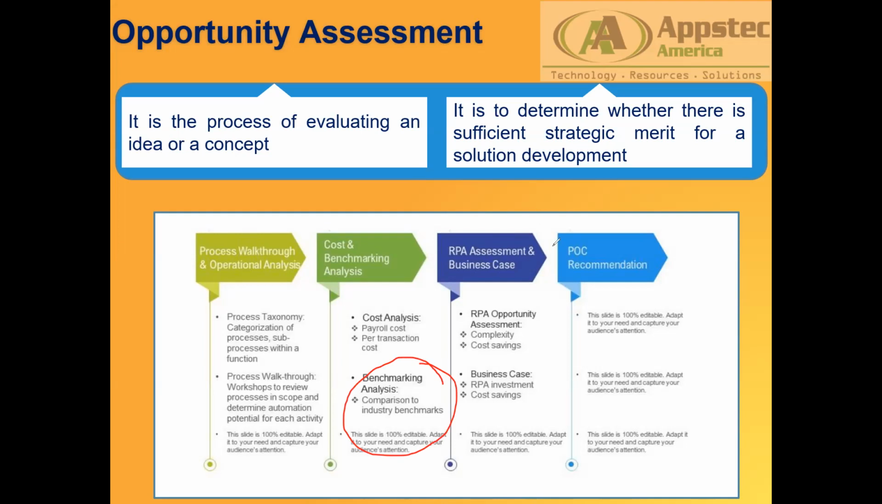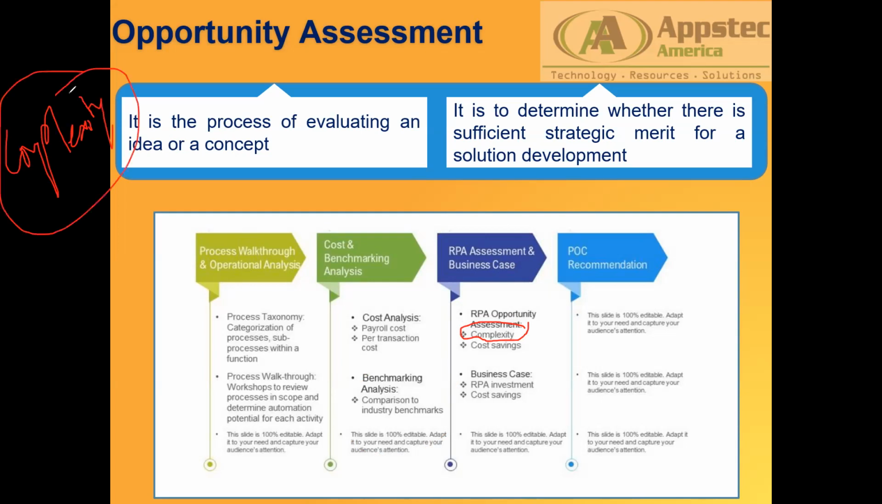The third one is the RPA assessment and business case. So you're going to do a thorough analysis of the opportunities that got submitted. We have already understood what complexity is. We will also talk about it in the upcoming slides, how we do a complexity benefit analysis, how I can say whether this project is very complex, medium complex, or not at all complex.